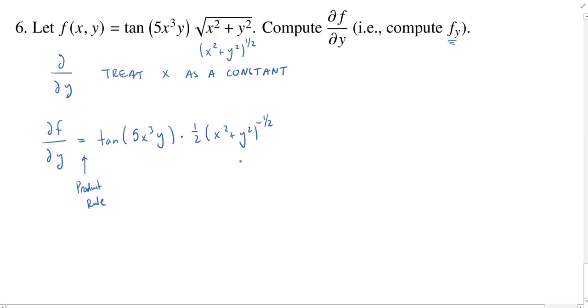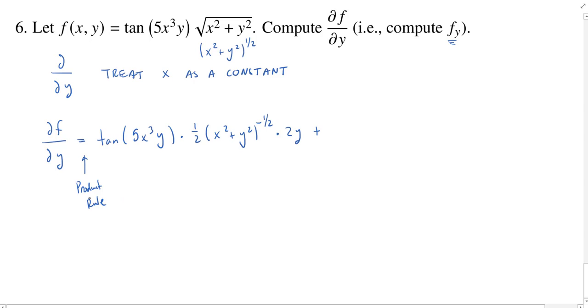But now I have to use the chain rule. I have to take the derivative of this inside function, the derivative of x squared plus y squared with respect to y. Well, the x squared is a constant, so the derivative of x squared is 0, plus the derivative of y squared, that'll be 2y. If I wanted to simplify, I could look ahead and say, ooh, look, I'm going to have a 2 times a half, but I'm not going to worry about that now.